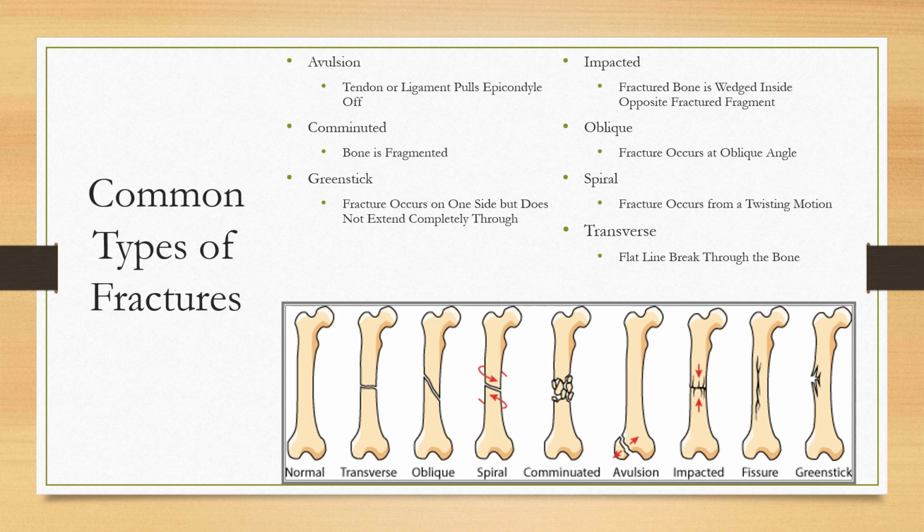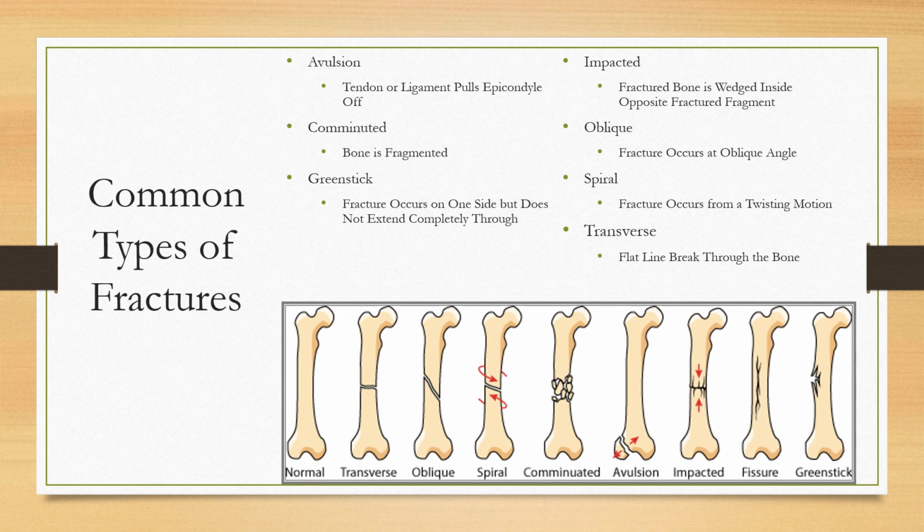A green stick fracture occurs in children, and it's a fracture that really only occurs on one side, but it doesn't really go right through to the other side like it would in an adult. Children have much softer bones, and sometimes they just bend and fracture one side, but the other side stays intact. What's an impacted fracture?